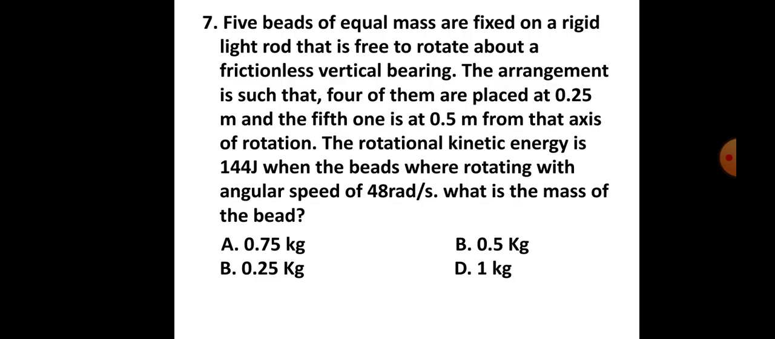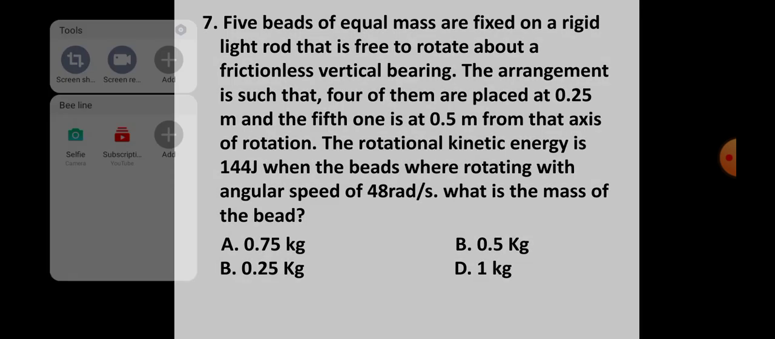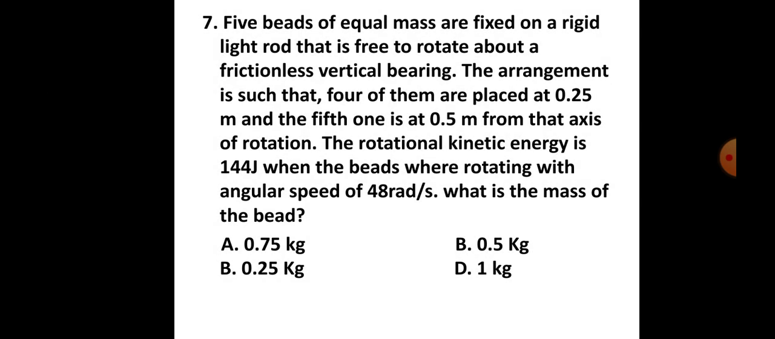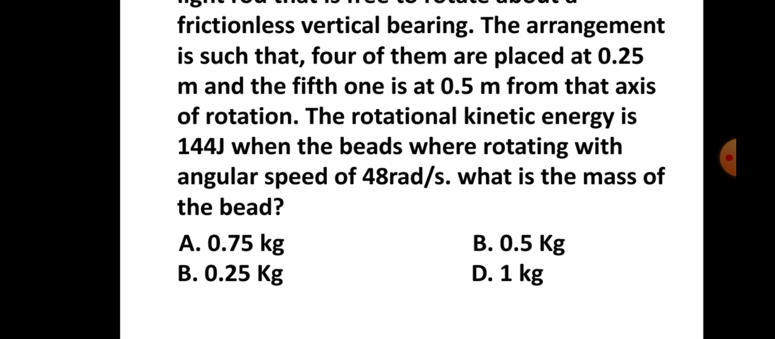Question number 7. 5 beads of equal mass are fixed on a rigid light rod that is free to rotate about a frictionless vertical bearing. The arrangement is such that 4 of them are placed at 0.25 meter and the fifth one is at 0.5 from the axis of rotation. The rotational kinetic energy is 144 joule when the beads were rotating with angular speed of 48 rad per second. What is the mass of the bead? This is what the question asks.